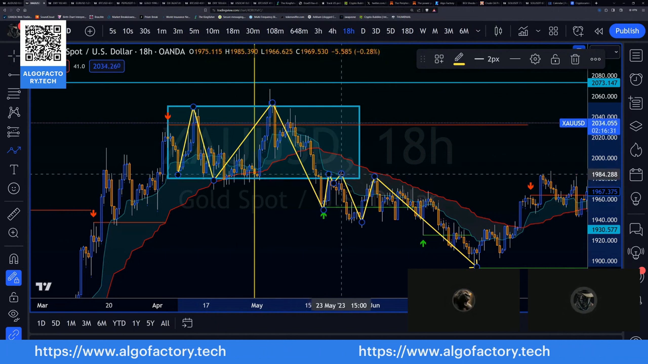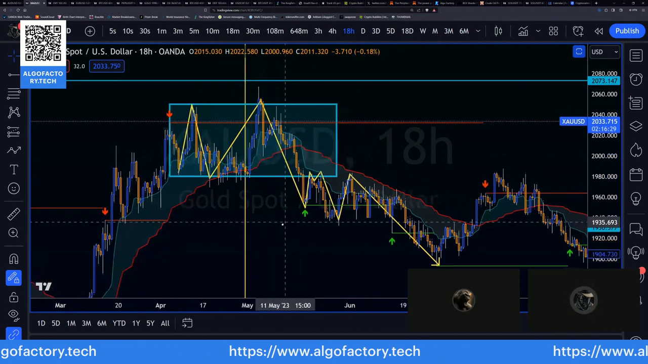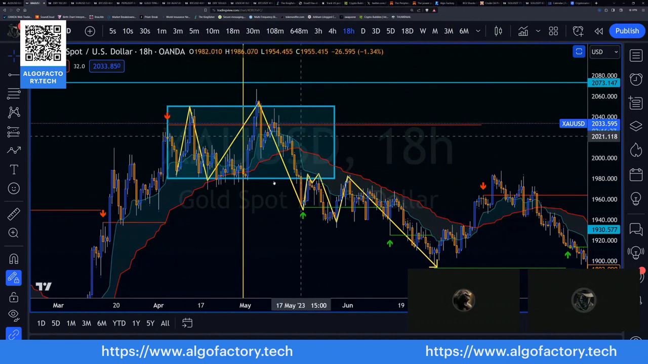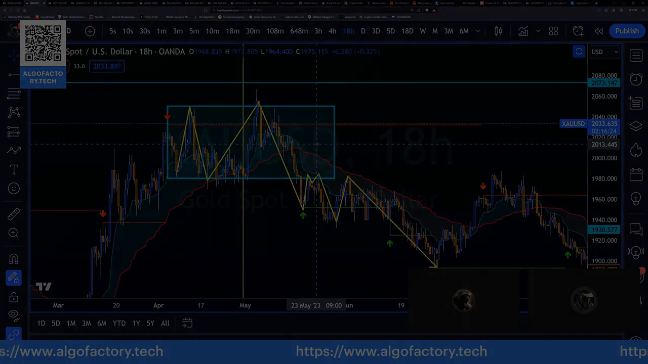So this is a bearish retest, right? So, it's basically price headed down, but it comes back up to retest the range. Bearish meaning price heading down.